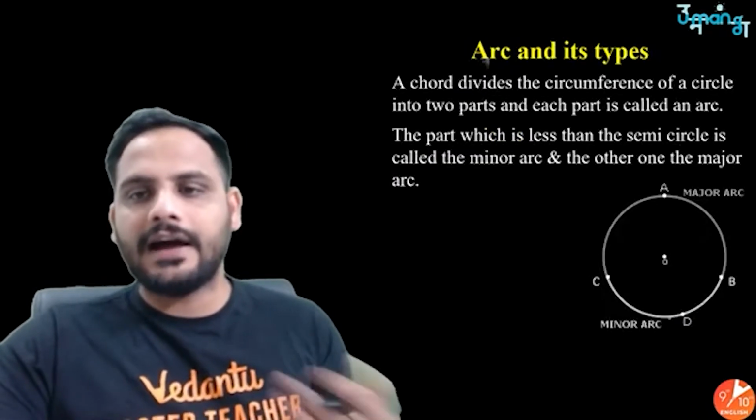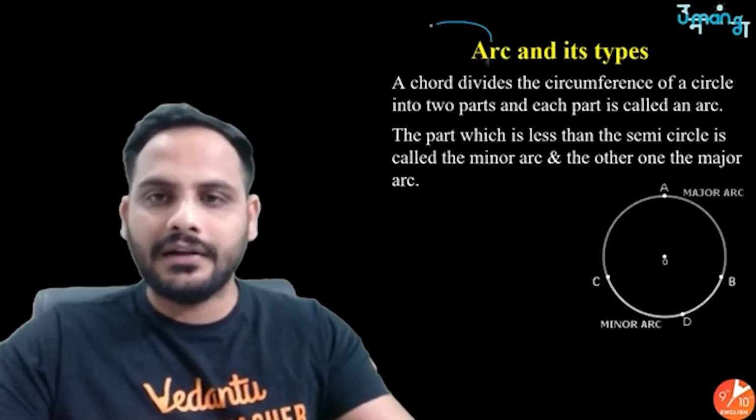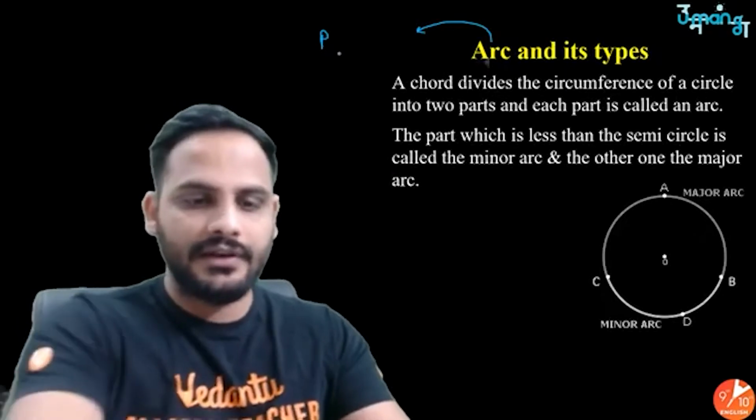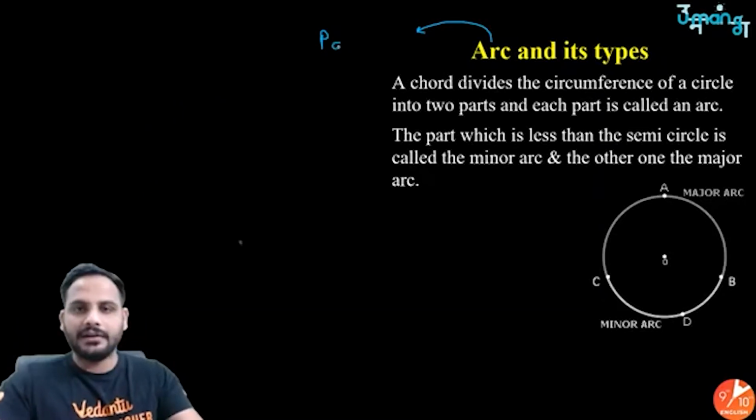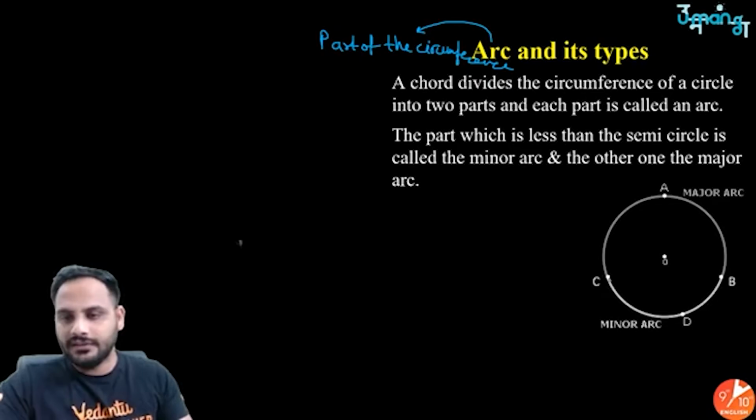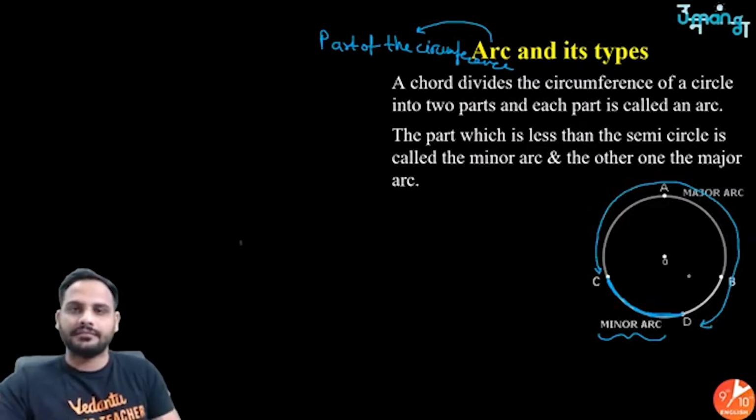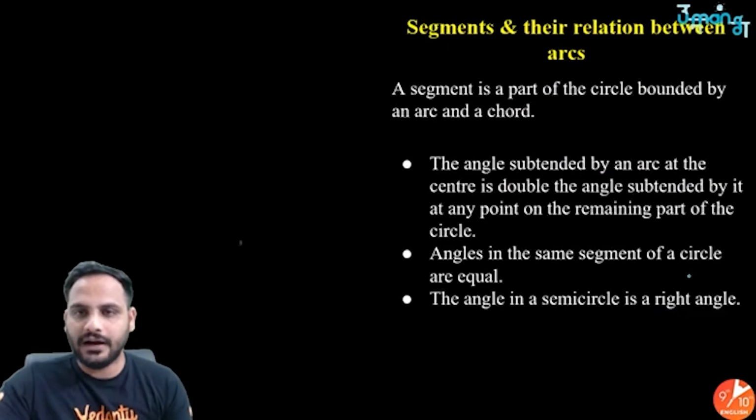Okay, after that, arc. Remember, an arc is a part of the circumference. What is an arc? An arc is a part of the circumference, and as you can clearly see, if I talk about CD, it will be called a minor arc, and if I talk about this CABD, this part, then this will be called a major arc.